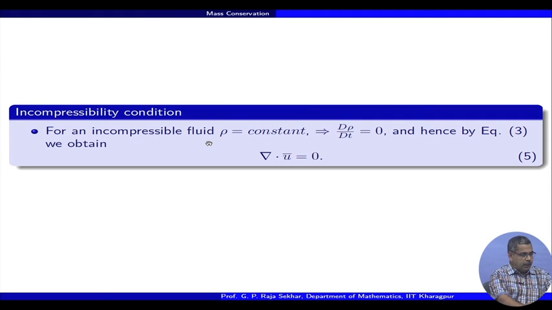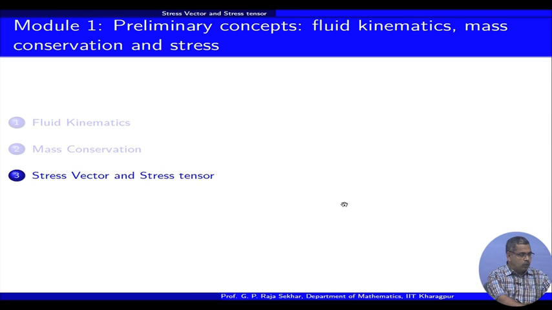Now, the incompressibility condition for an incompressible fluid. That means density variations are not there, either with respect to space or time. Correspondingly, rho is constant, and then d rho by dt is 0, and hence from the equation of continuity we get divergence of u is 0. This is typically the equation of continuity for incompressible fluids. So far we have discussed the fluid description, and then the Reynolds transport theorem, which gives you how a fluid property gets convected along.